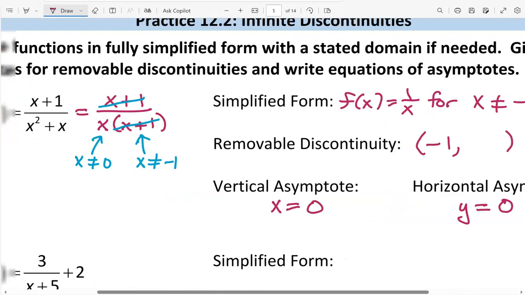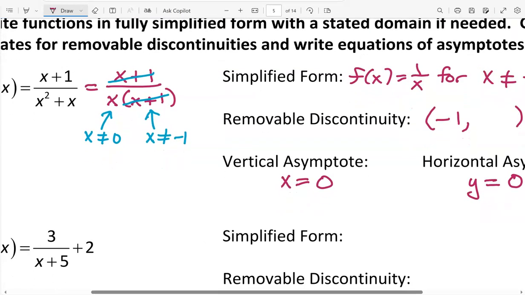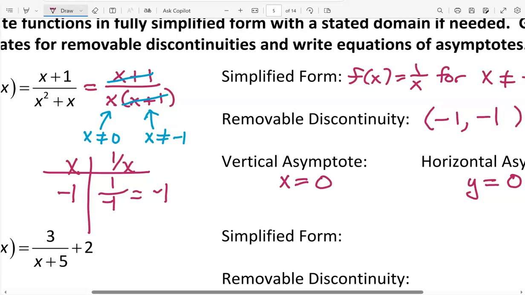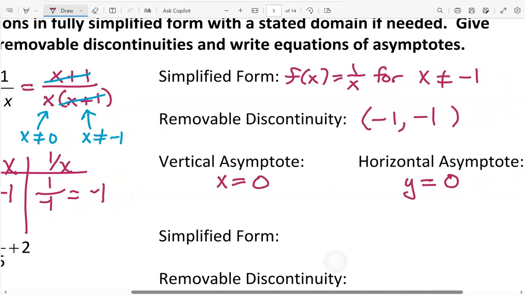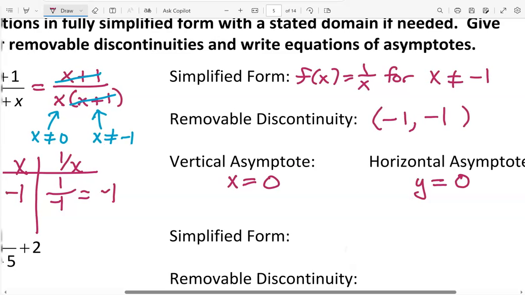Now let's go back to the removable discontinuity. Since our simplified form is 1 over x, we just need to substitute negative 1 into the simplified form to get a y value of negative 1. So there's a removable discontinuity at negative 1 comma negative 1.